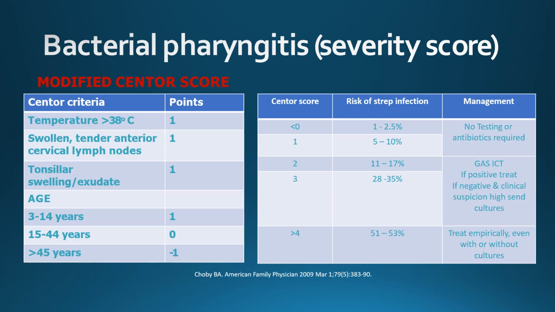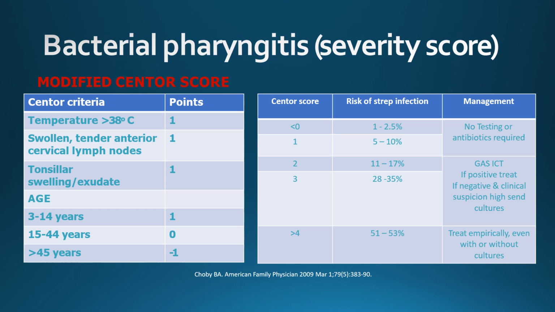Let us understand the modified Centor score, also called a severity score for bacterial pharyngitis. The parameters in this Centor criteria include temperature more than 38 degrees Celsius, swollen tender anterior cervical lymph nodes, then tonsillar swelling or exudate, then the age, either 3 to 14 years, or 15 to 44 years, or more than 45 years. Accordingly, either +1, 0, or -1 is allotted.